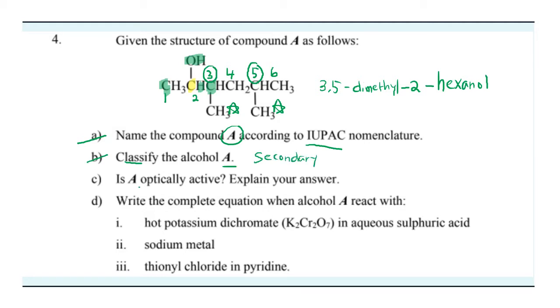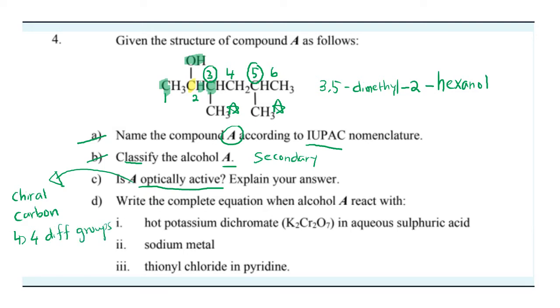Next, is A optically active? If optically active, it basically means that it will consist of a chiral carbon. We have so many carbons here. Which one is the chiral carbon? It must have 4 different groups.